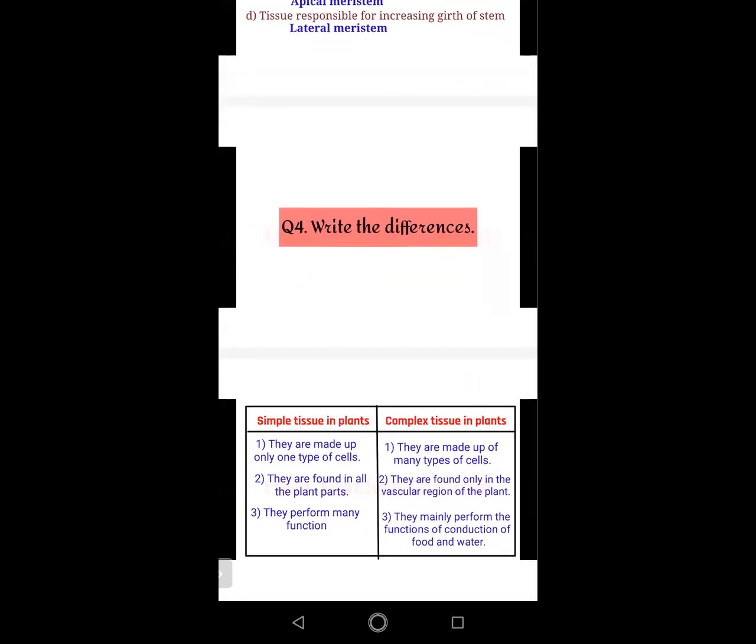Write the differences means, student, I will just give you an example. There is a difference between plants and animals. Both are living organisms. This is not a difference. Plants cannot move from one place to another, and animals can move from one place to another. That is the difference.